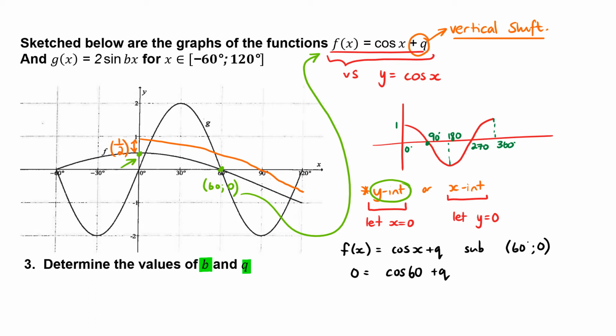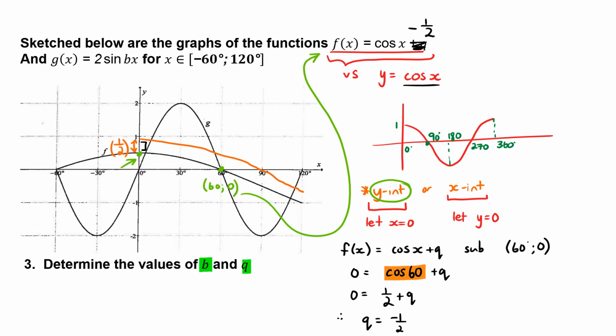And you guys will know that cos of 60 is actually a special angle. So we would get 0 is equal to a half plus q. Move the half over, and we will get that q is negative a half. And so the formula over here is f of x is equal to cos x minus a half. And that's pretty much what we saw would happen. So we've shifted f of x from a normal cos function down by half a unit. Now we can go on and have a look at that value of b.